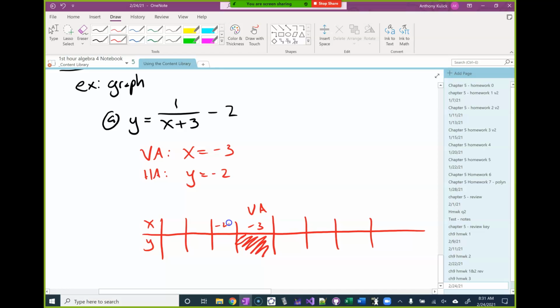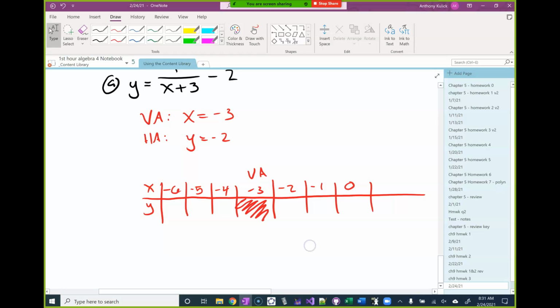And once we've picked x values, how do we find their y values? We plug it into the function, right? So for example, if I want this value, I get -3. Everybody okay with that?